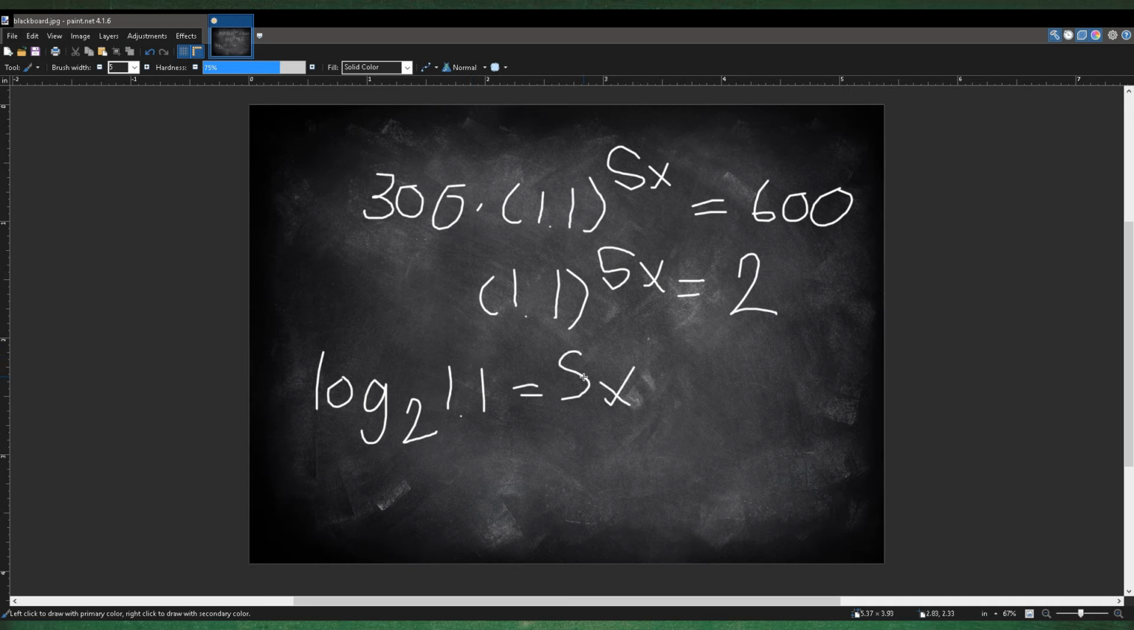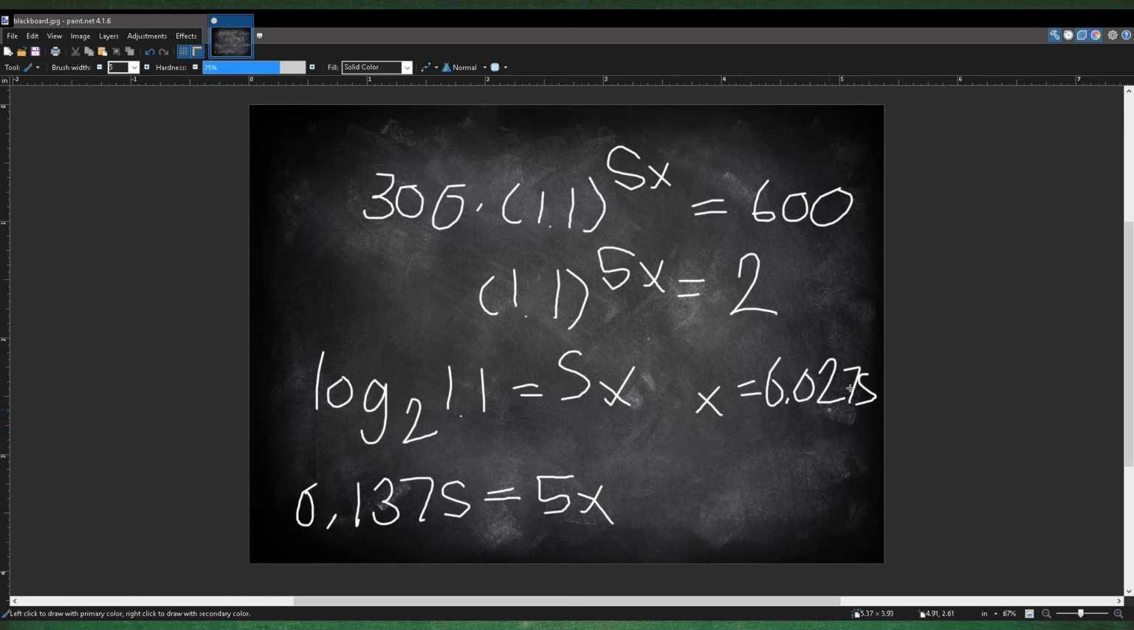And you have log 2 of 1.1. Using your calculator, you get 0.1375. I usually write four digits in the decimal place, is equal to 5x. And then you just divide by 5, and you get x is equal to 0.0275. So that's the answer, and that's how you solve it using log. But you're gonna be using your calculator for this.